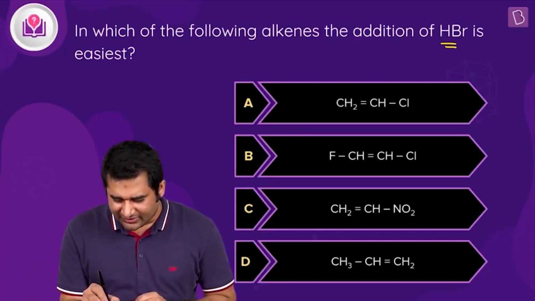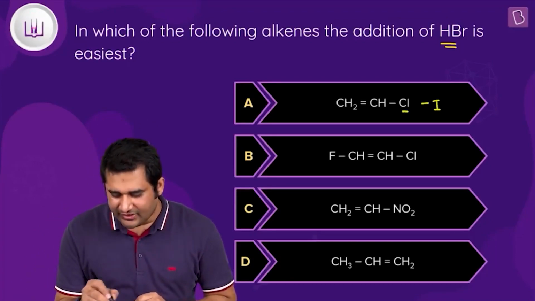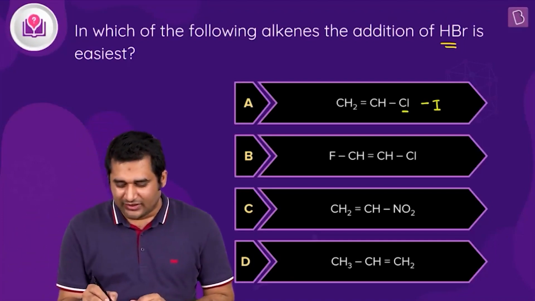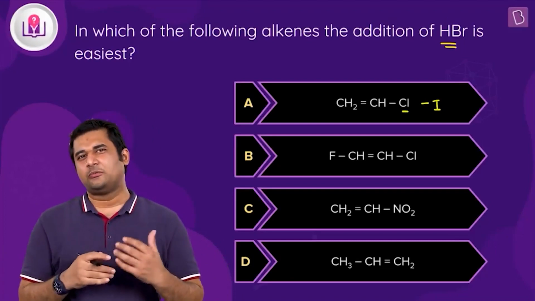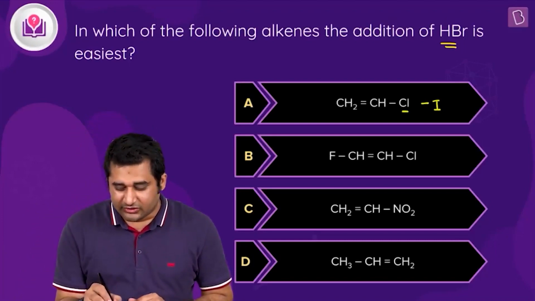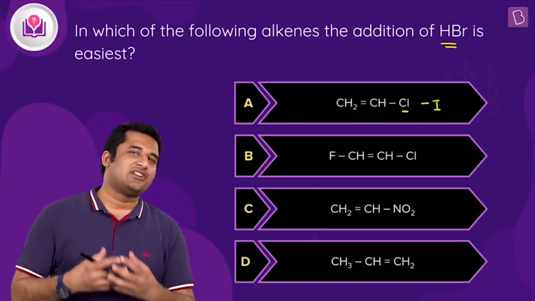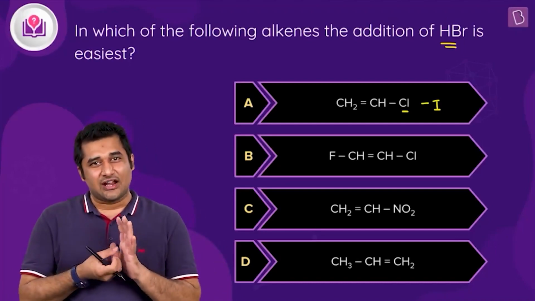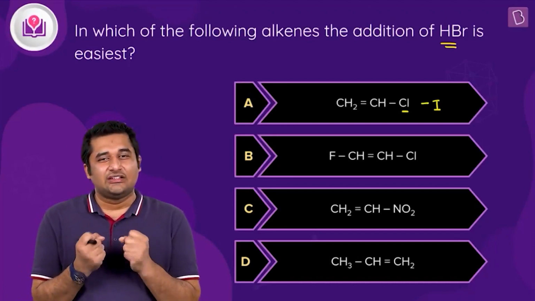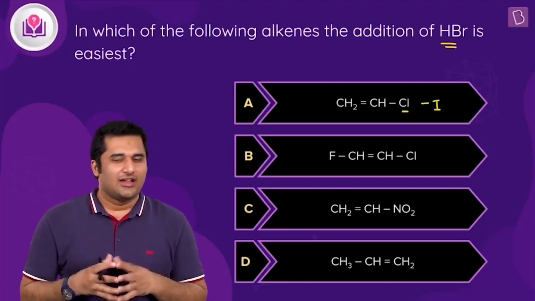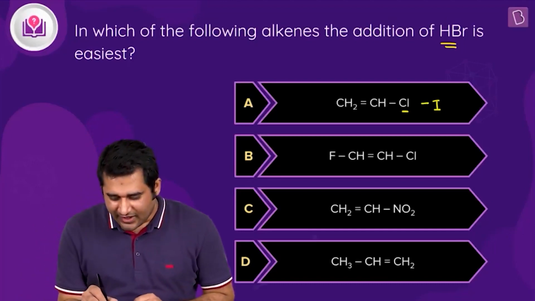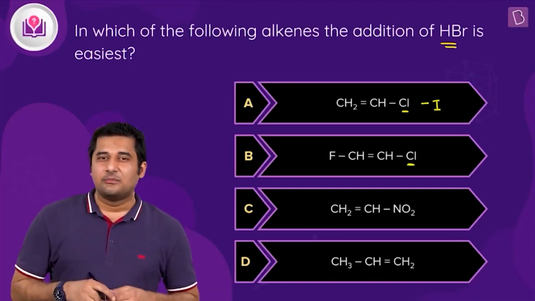So you can see in option A, since Cl has a minus I effect, we know that it will withdraw the electron density, and that is how we can say the pi electron density will not be that high in this case. Alright, because of the presence of partial positive charge on the carbon. Clear? So the carbon will hold the pi electrons, and the bond will not easily break, and thereby the addition will not be that easy. Clear? And moving to the next option, that is option B.